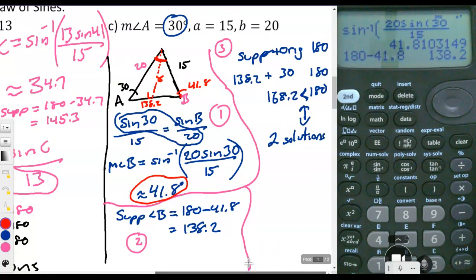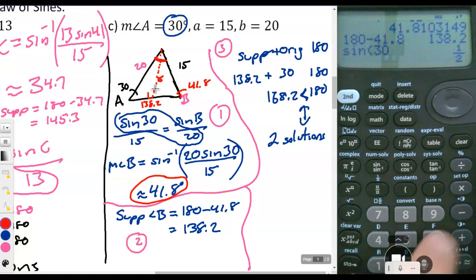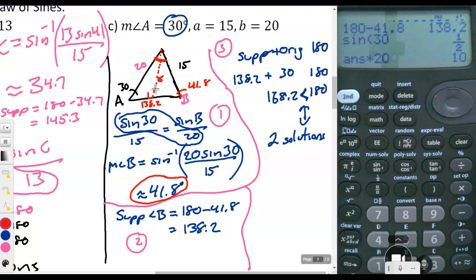Okay. And if you wanted to calculate the height, you could do the sine of 30 times 20. Let me try that real fast. Sine of 30 times 20. 10. So the height is 10. If you want to go that route, you can say, well, the height ended up being 10, and you can see this value, the A value, is between the height and this value.